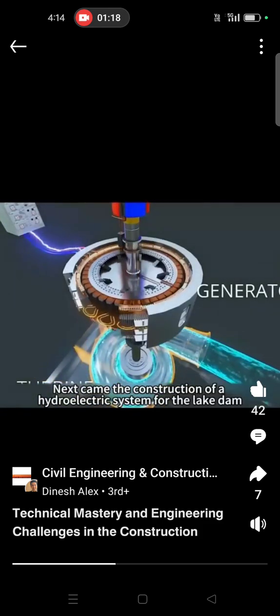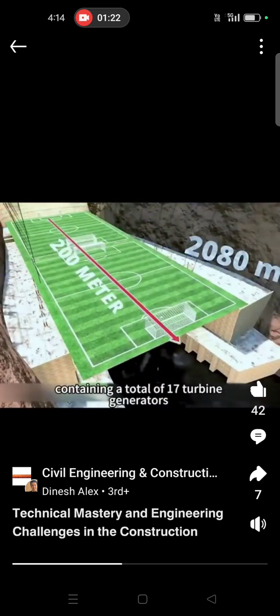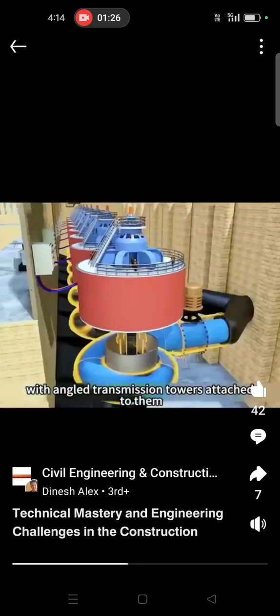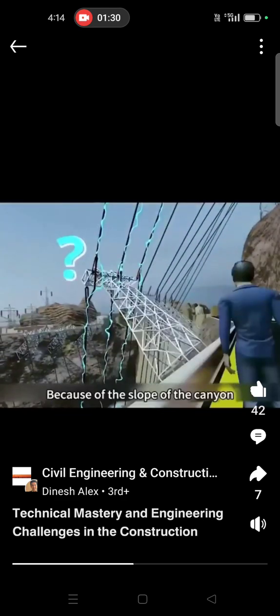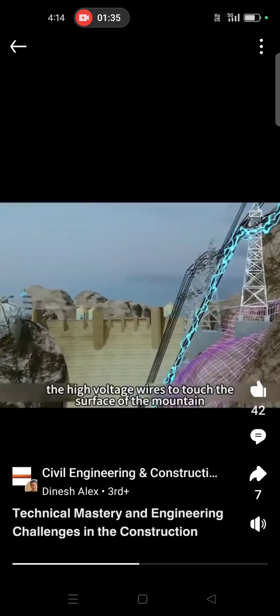Next came the construction of a hydroelectric system for the lake dam. Behind the dam is a powerhouse the size of 2 soccer fields, containing a total of 17 turbine generators with angled transmission towers attached to them. Why are these towers placed diagonally instead of upright? Because of the slope of the canyon, placing the transmission towers upright would cause the high voltage wires to touch the surface of the mountain.